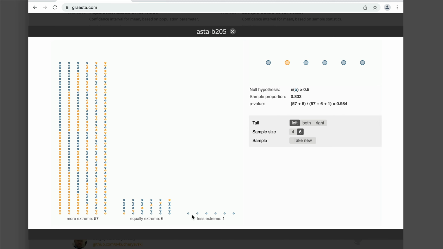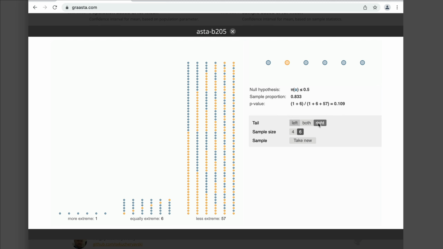And this is less extreme. This is perfect for my null hypothesis because I have no oranges at all, right? So I have only blues. So I simply compute this, the number of outcomes as extreme as mine. This is the number of outcomes more extreme. And then I take a sum of these two and divide by the total number of outcomes. That gives me the chance, okay?